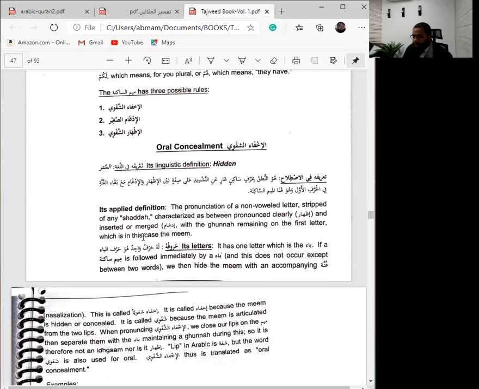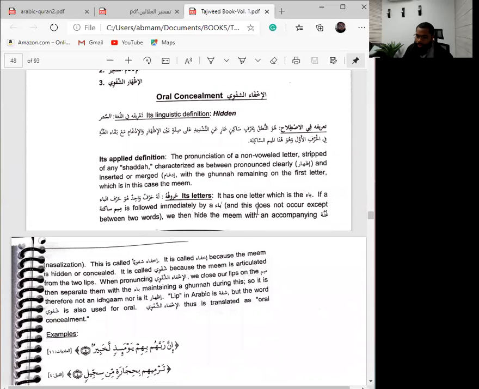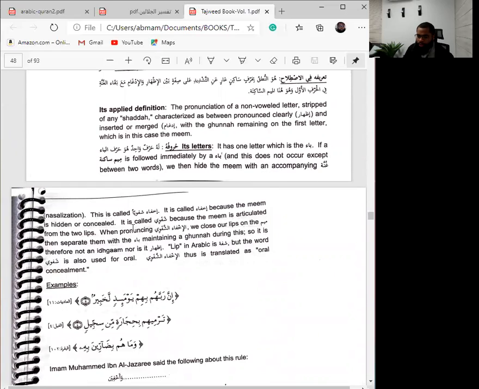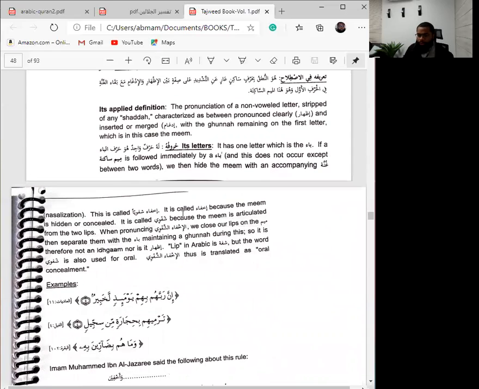And there's ikhfa when it meets the ba. It has one letter, which is the ba. If a meem sakina is followed immediately by a ba, and this does not occur except between two words, we then hide the meem with an accompanying ghunna, nasalization. This is called ikhfa shafawi. It's called ikhfa because the meem is hidden or concealed. It's called shafawi because the meem is articulated from the two lips.